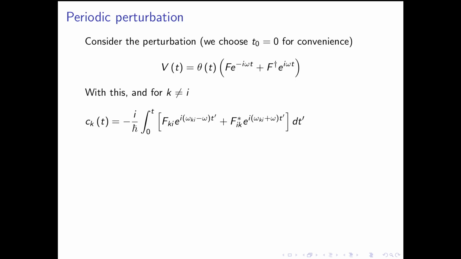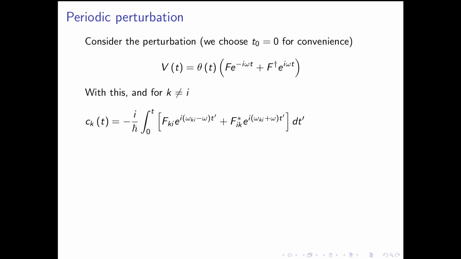You have to integrate now from 0 to t, because the perturbation vanishes before 0 anyway, the quantity V tilde ki. Here V tilde ki is simply V_ki times e to the i omega_ki t, and V_ki, the matrix element of this particular operator, happens to be F_ki e to the minus i omega t plus F dagger_ki e to the plus i omega t. And all we have used here is the fact that F dagger's kith element is the conjugate of F's ikth element.